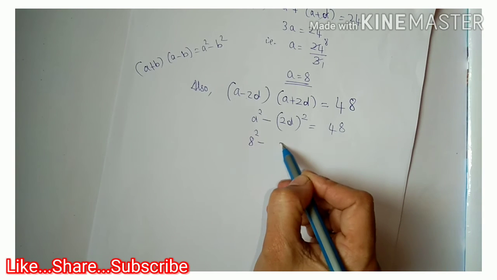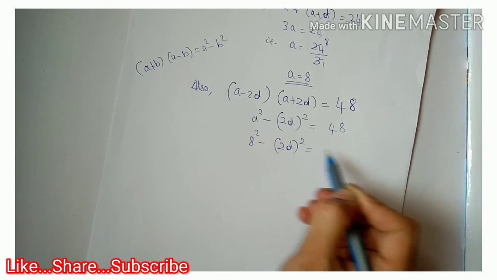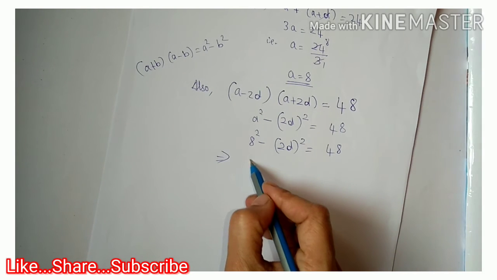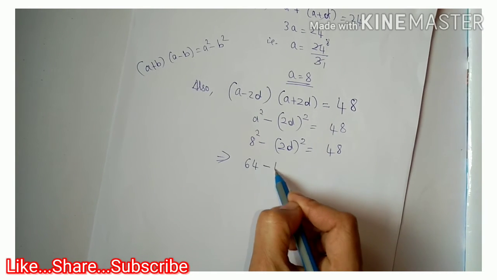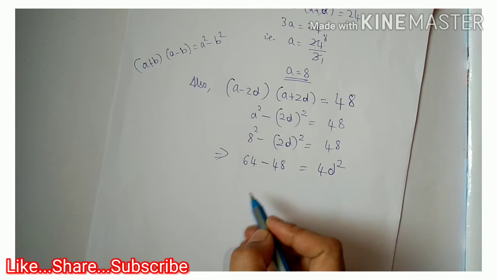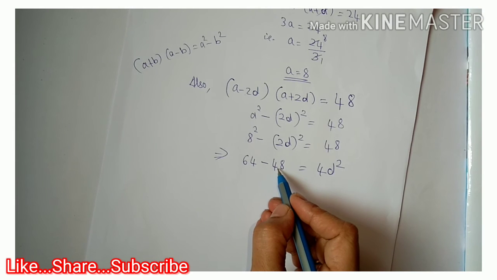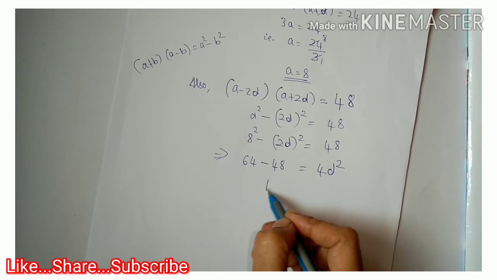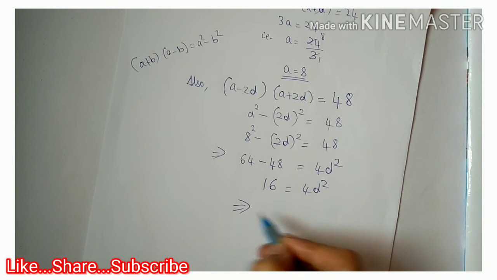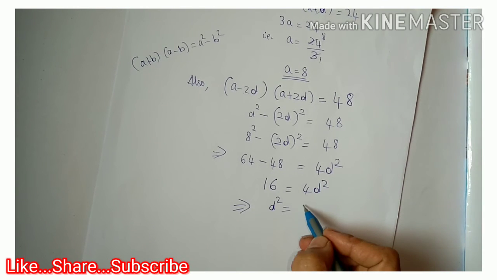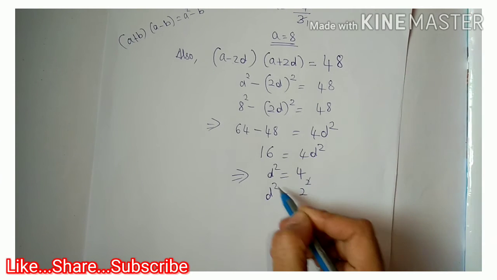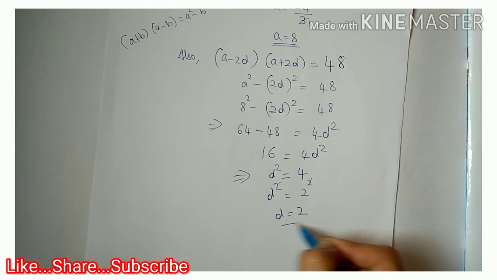8 square minus (2d) whole square is equal to 48. Here 64 minus 48 is equal to 4d square. 64 minus 48, 16, is equal to 4d square. It implies d square is equal to 16 by 4, which is 4. D square is equal to 2 square, so d is equal to 2.